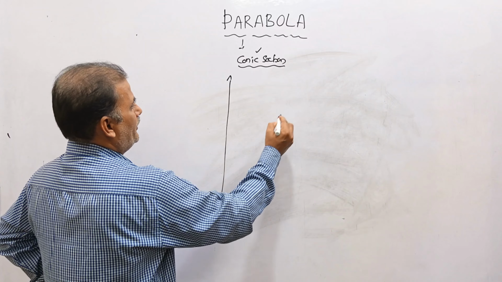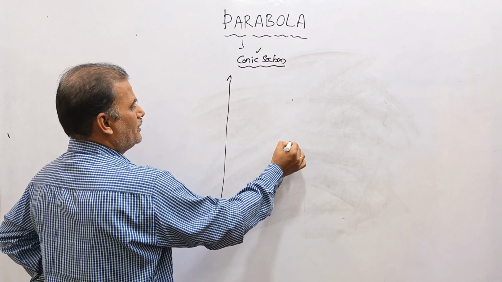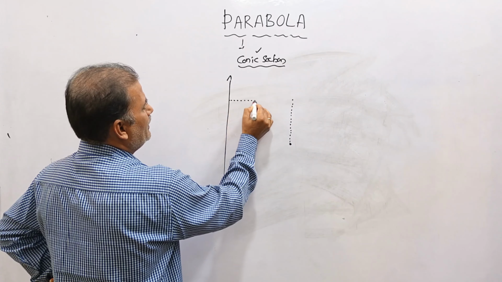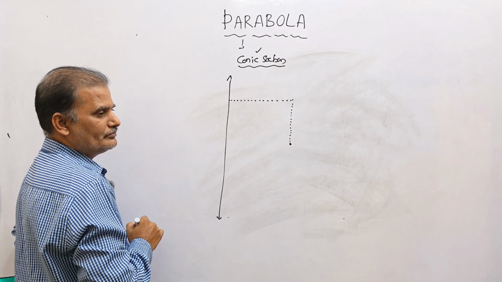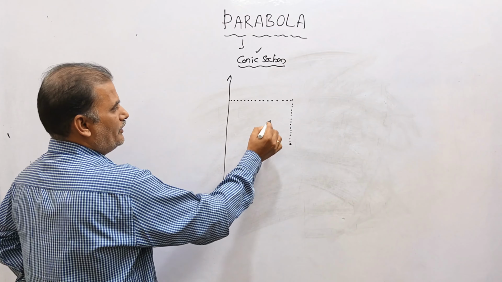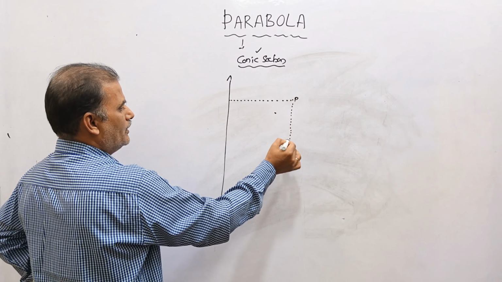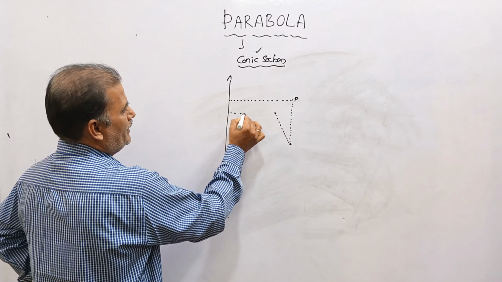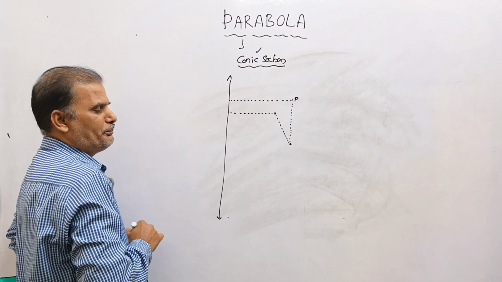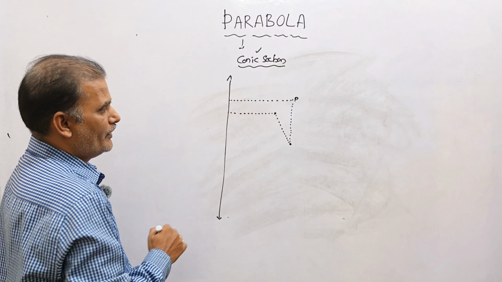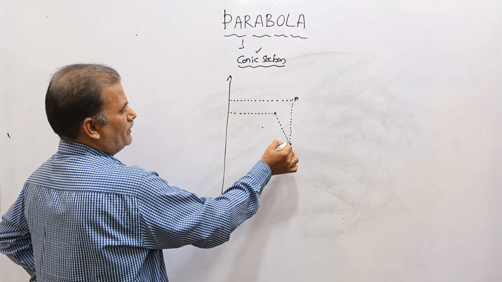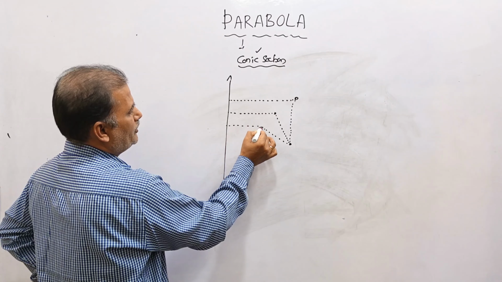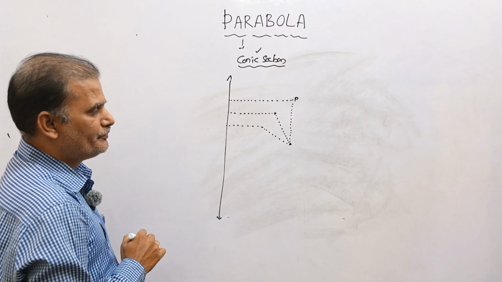Suppose you take a point here: the distance from the fixed point and the distance from the fixed line. Take a point here: the distance from the fixed point to this point, and the distance perpendicular to the fixed line. Take another point here: the distance from the fixed point, and this is perpendicular to the fixed line.